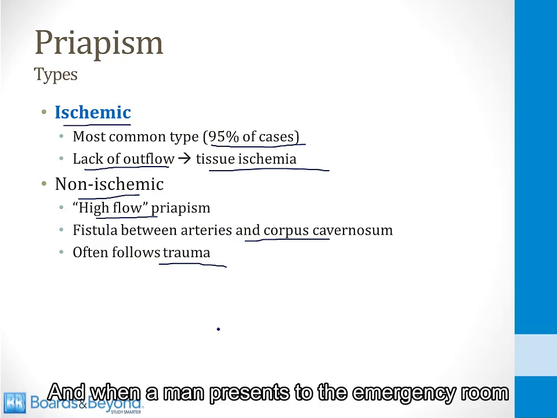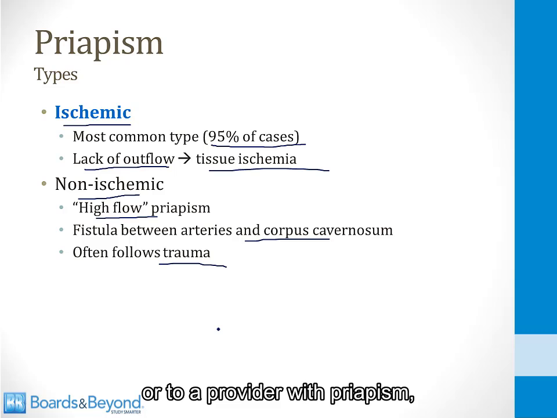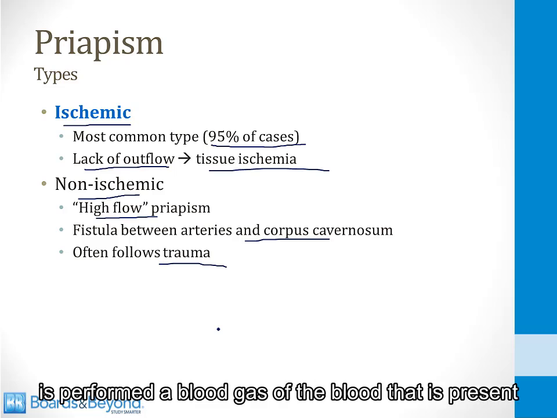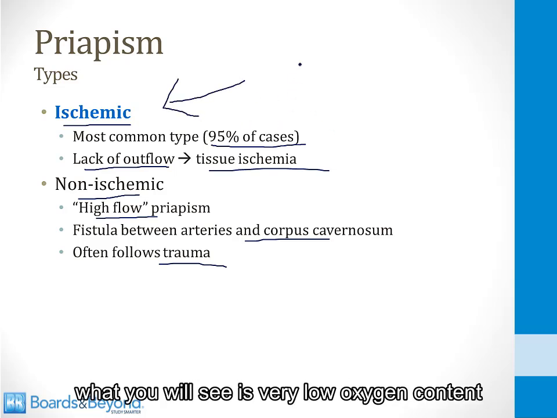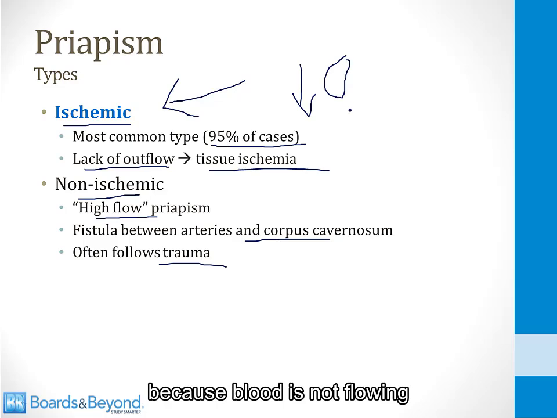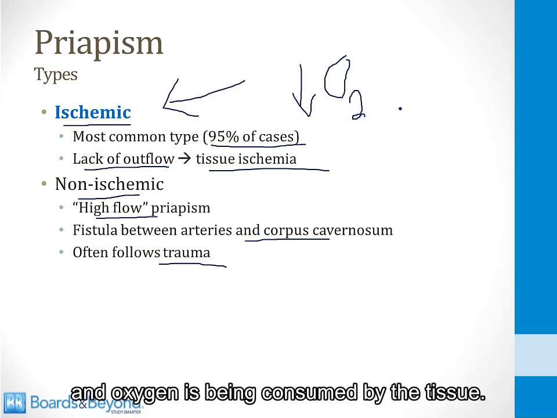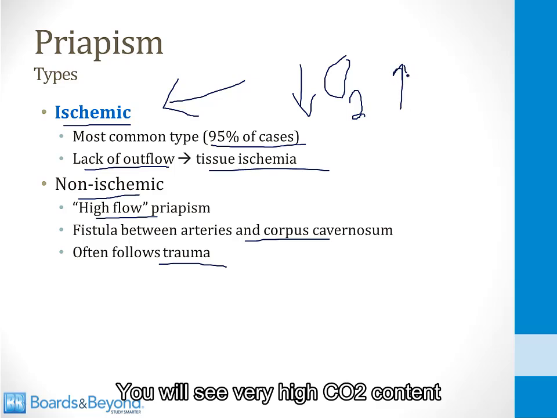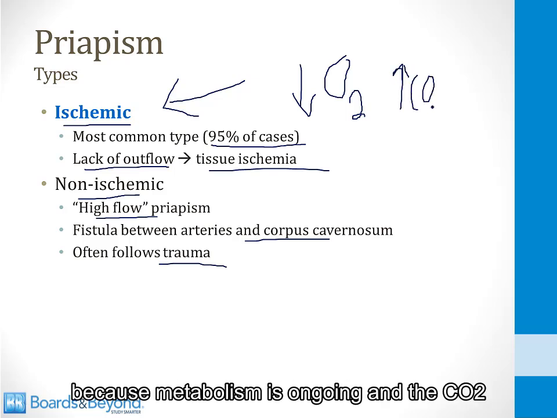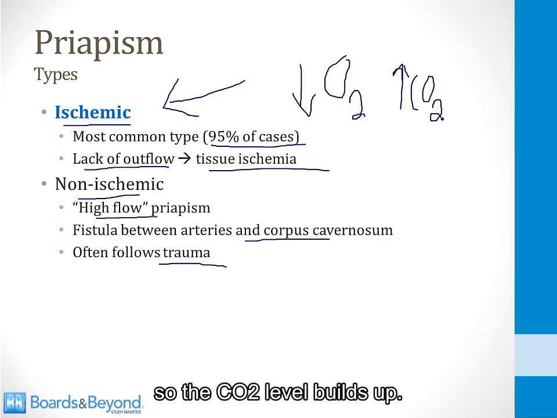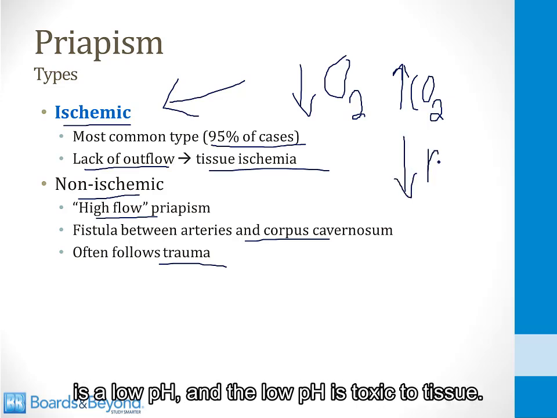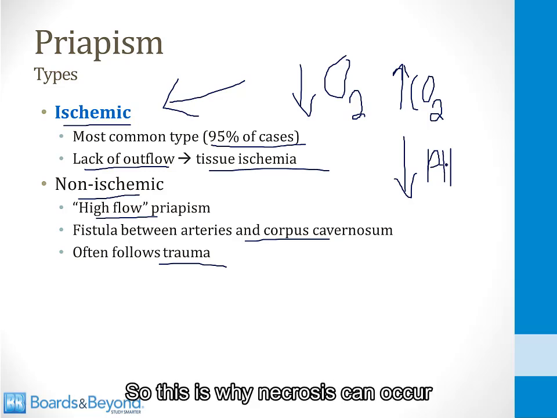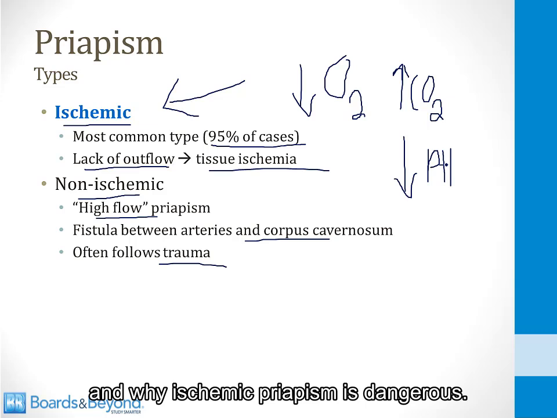And when a man presents to the emergency room or to a provider with priapism, one of the things you actually do, believe it or not, is perform a blood gas of the blood that is present in the erectile tissue. In the setting of an ischemic priapism, what you will see is very low oxygen content because blood is not flowing and oxygen is being consumed by the tissue. You will see very high CO2 content because metabolism is ongoing and the CO2 is not being moved away by blood flow, so the CO2 level builds up. And because the CO2 level is high, what you will see is a low pH, and the low pH is toxic to tissue, so this is why necrosis can occur and why ischemic priapism is dangerous.